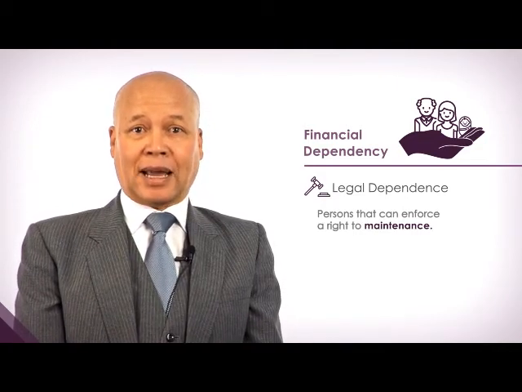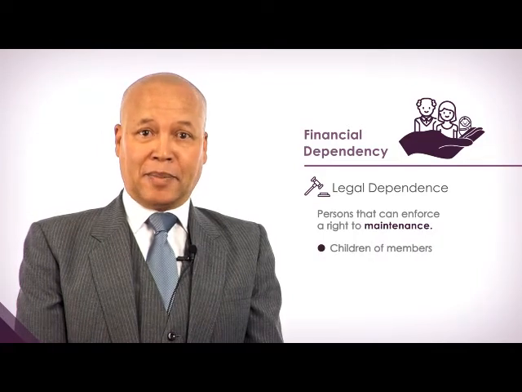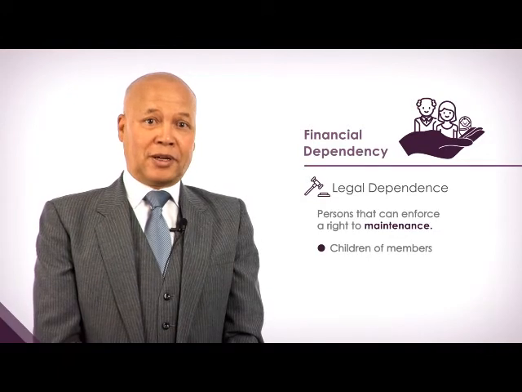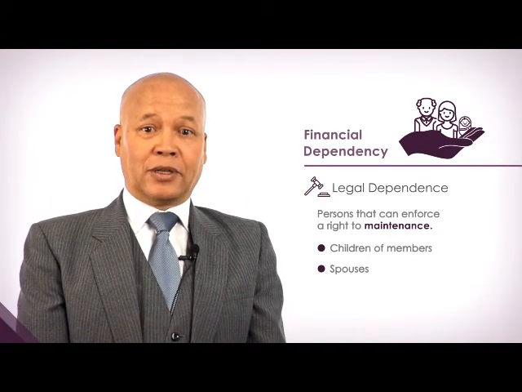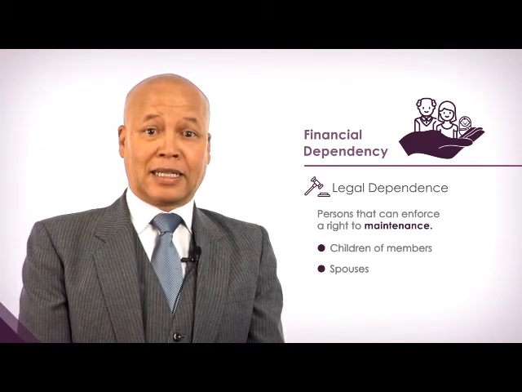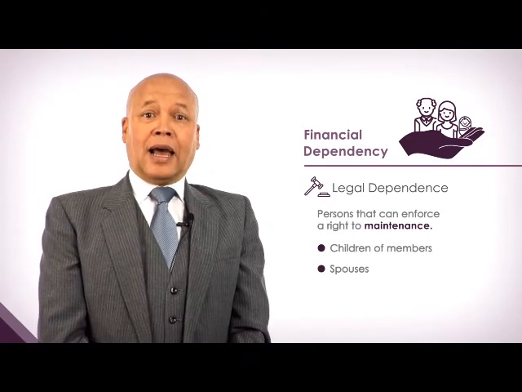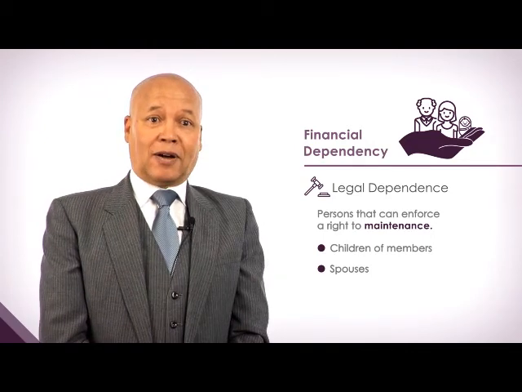In this particular category, we would be looking at the children of a deceased member, because parents owe their children a duty of support, spouses owe each other a duty of support, and any other person that can enforce a right to maintenance in a court of law. This category, legal dependency, makes it quite easy for the trustees in terms of evidence.